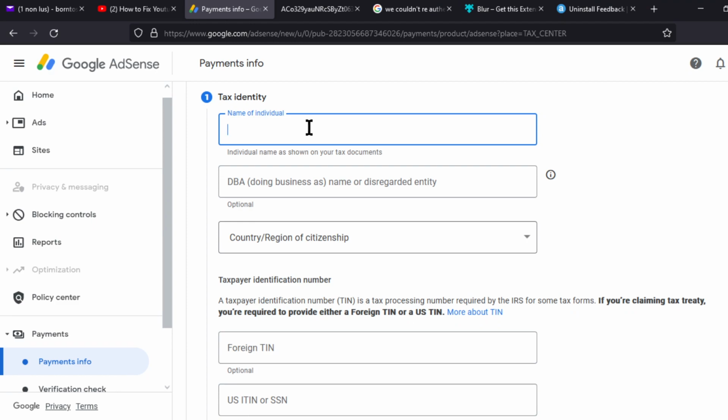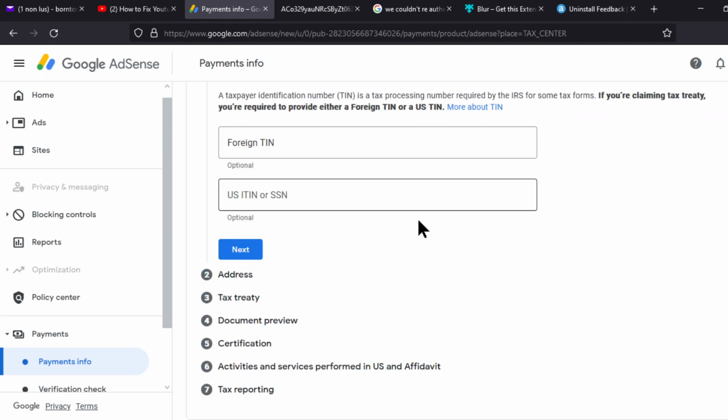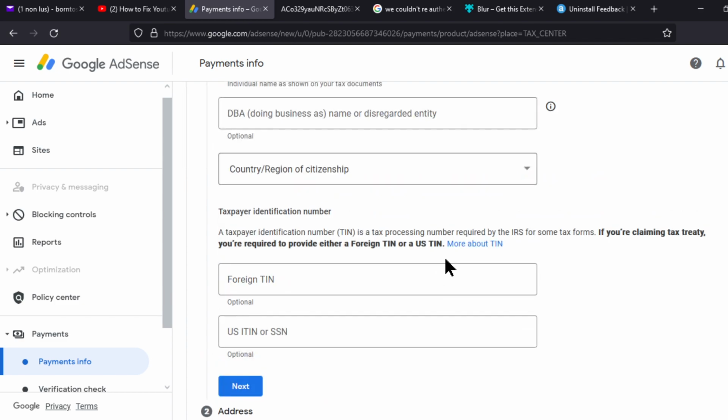Name of individual. Blah, blah, blah, blah. Optional. Country. And this is the foreign, this is the tax number. There's a certain number in Europe. It's like some 11 digits like that. You just put those 11 digits. And then we go ahead. So I just wanted to show that.